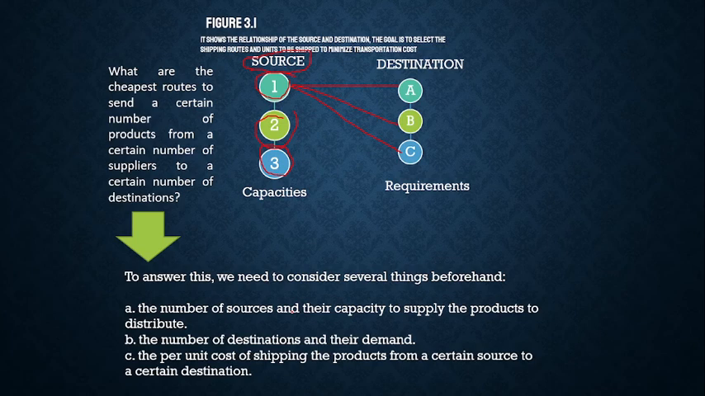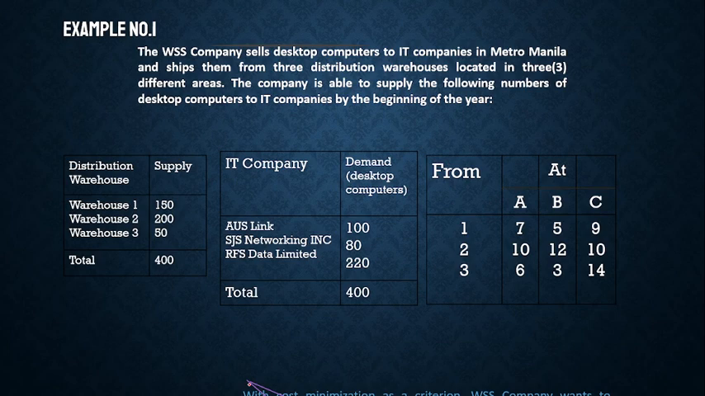So C, the per unit cost, okay. So syempre meron yang involved na kwarta. So the per unit cost of shipping the products from a certain source to a certain destination. Sige. So let's have the example.